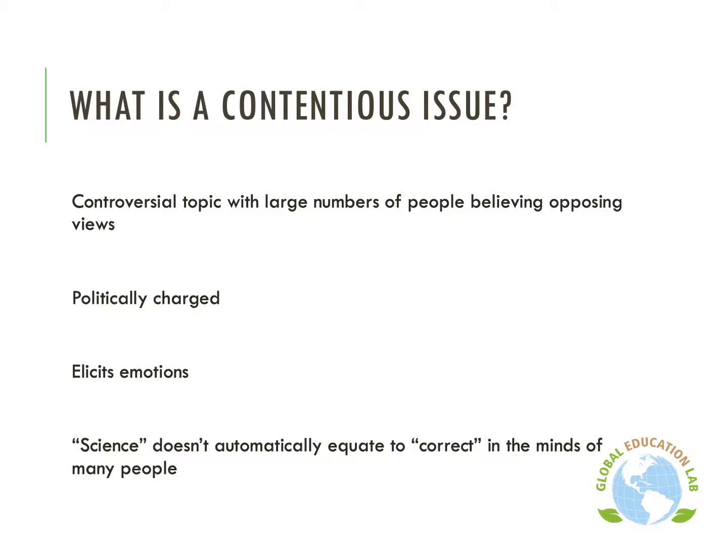A contentious issue can take many forms. Typically, these issues are a controversial topic with large numbers of people with opposing views. Sometimes there may not be large numbers on each side of an issue, but the group in the minority could be very vocal and passionate about their opinion. Contentious issues are often politically charged and can be prominent in public discourse during election years. As mentioned earlier, people are often very passionate about contentious issues, which can elicit a great deal of emotions.